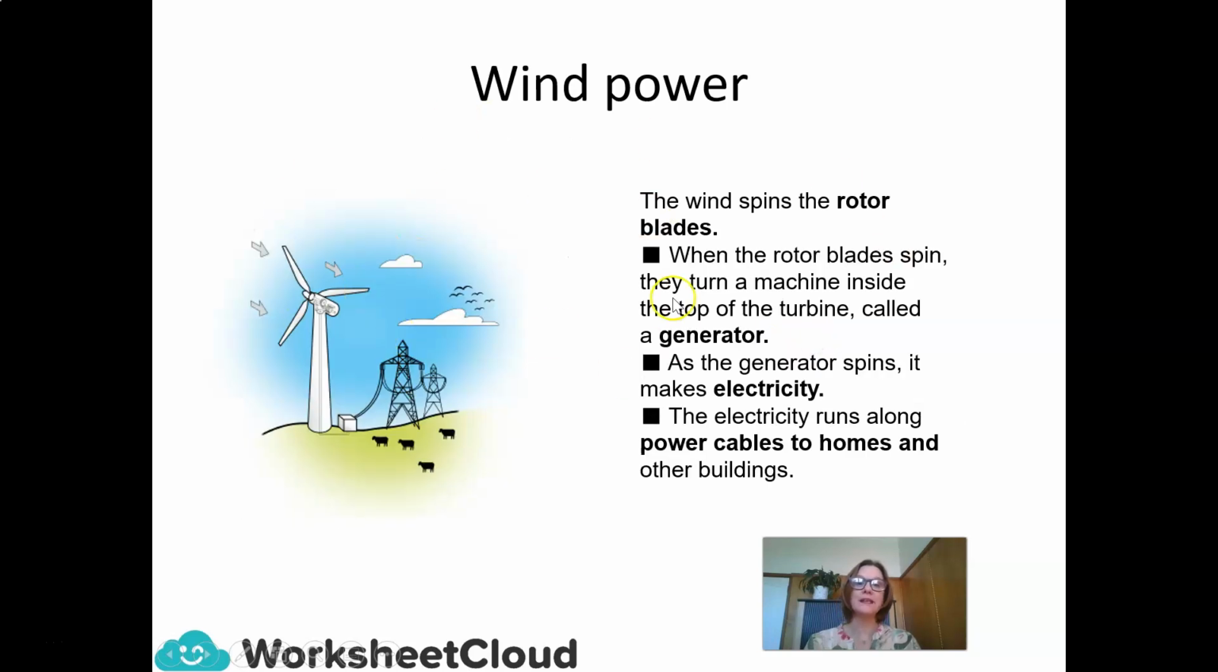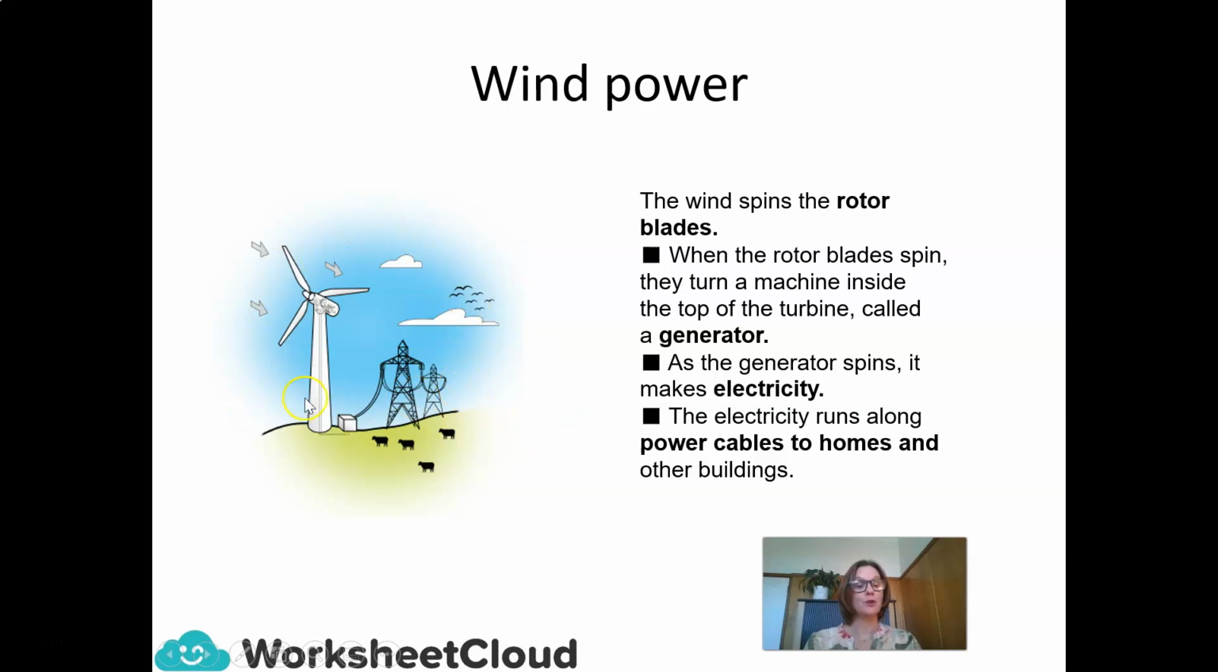And over here you can see the wind spins the rotor blades. Those are called the rotor blades, huge blades that you can see there. When the rotor blades spin, they turn a machine inside the top of the turbine called the generator. And as the generator spins, it makes electricity. The electricity then runs along the power cables to our homes and to our other buildings.